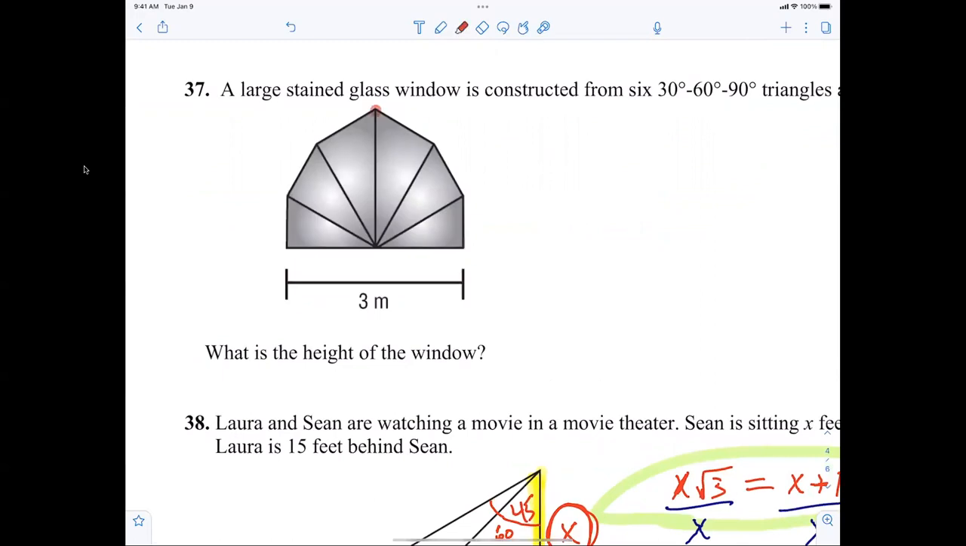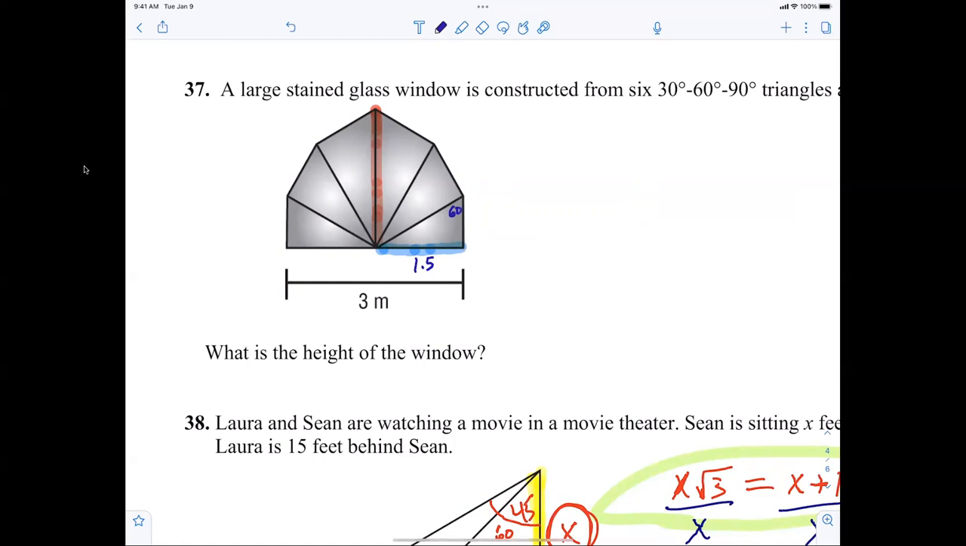So does everybody agree this red right here is the height that they're interested in, correct? These are all 30, 60, 90s. Does everybody agree? So someone please tell me what this length is from here to here. 1.5. Thank you very much. So what side does that correspond to? 60. Thank you very much.